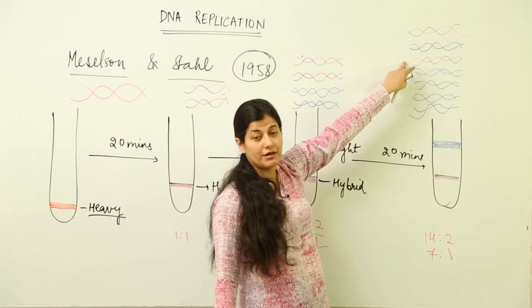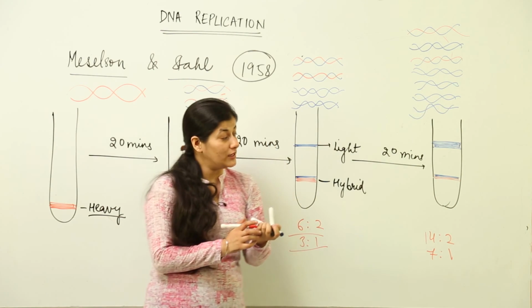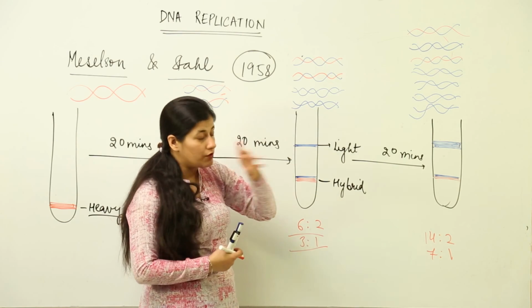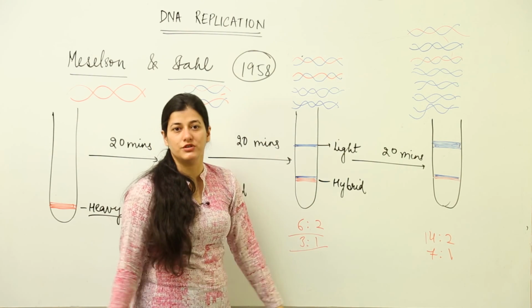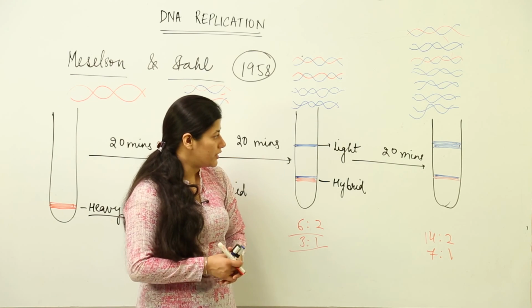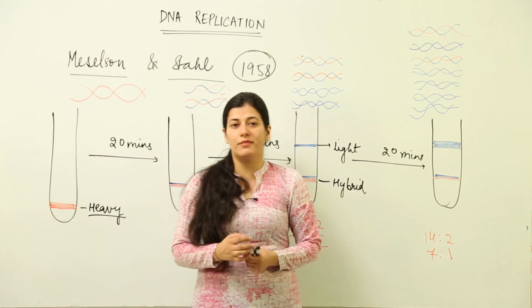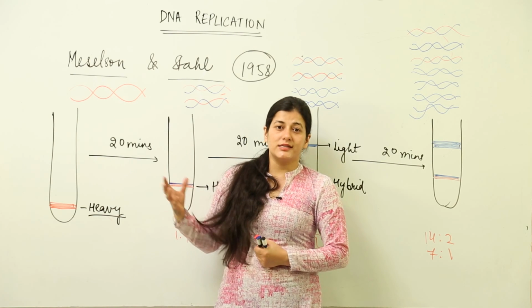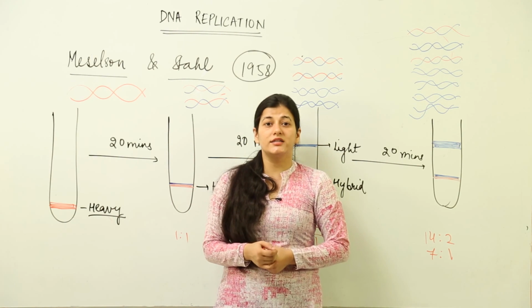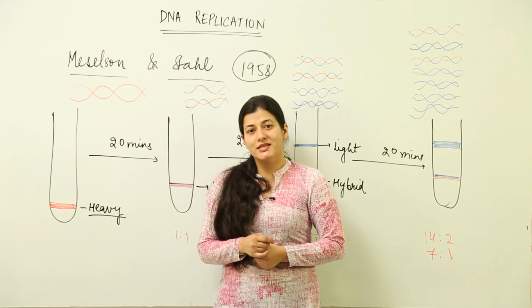That means the replication is semi-conservative. That is why we don't get rid of the hybrid band even after many successive divisions, which are carried out in 20 minutes. So this was all about the experiment carried out by Meselson and Stahl to prove that DNA replication is semi-conservative.